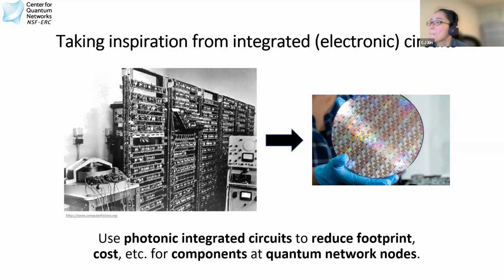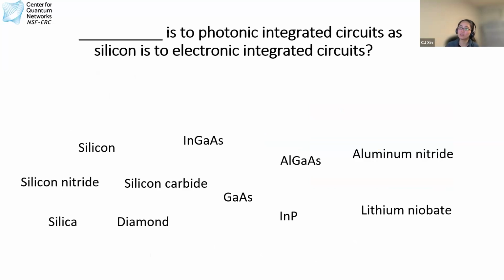However, as is probably fairly common knowledge, integrated electronic circuits are mostly made out of silicon, and silicon is the material bar none for electronic integrated circuits for various reasons. But for photonic integrated circuits, there's a whole zoo of materials that people have tried and are trying to make photonic integrated circuits out of.